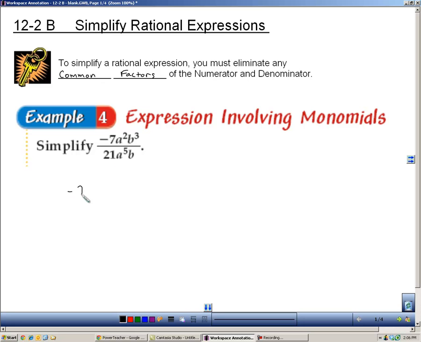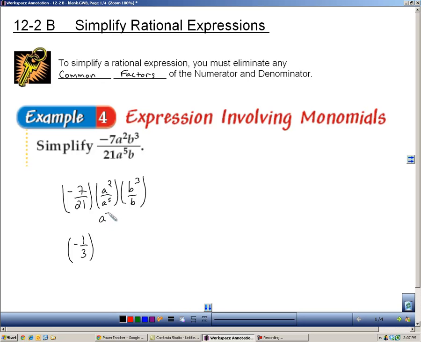I like to break it up into separate fractions. I find that a lot easier to deal with. A to the second over a to the fifth, and b to the third over b. This is actually a review of the exponent rules that we've learned in the past. Here, 7 and 21 will reduce to a negative 1/3. When you divide bases that are the same, you subtract the exponents.